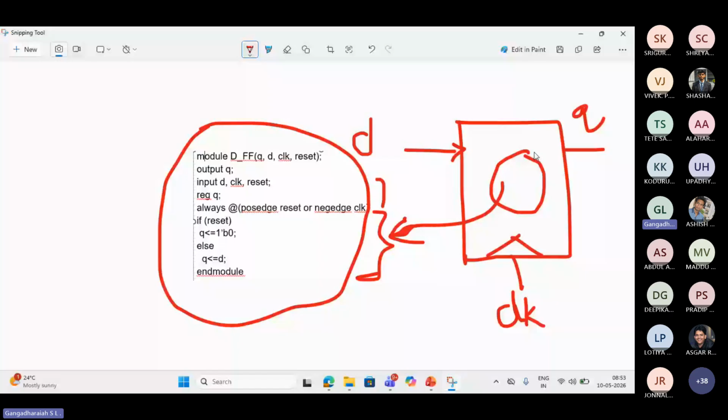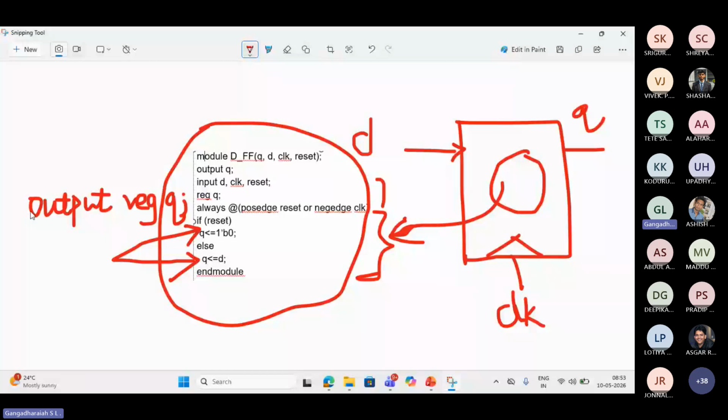So see, the question here is, please try to understand. I'm trying to update the value of Q inside always. Just see, Q is getting updated inside always. That is why, by default, I need to declare this as output, but in addition to output, I need to declare it as reg Q. You can go for a single line or two lines, of course.